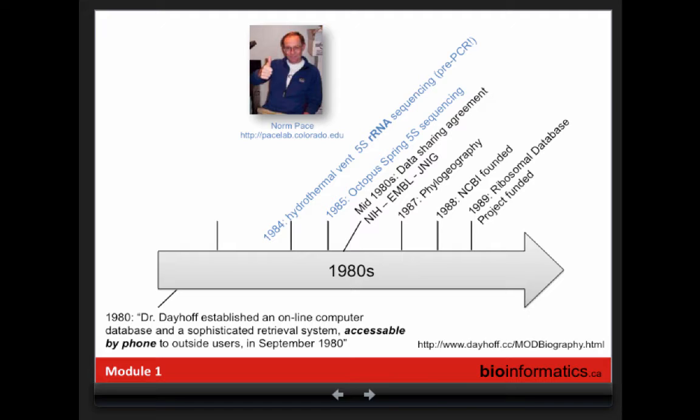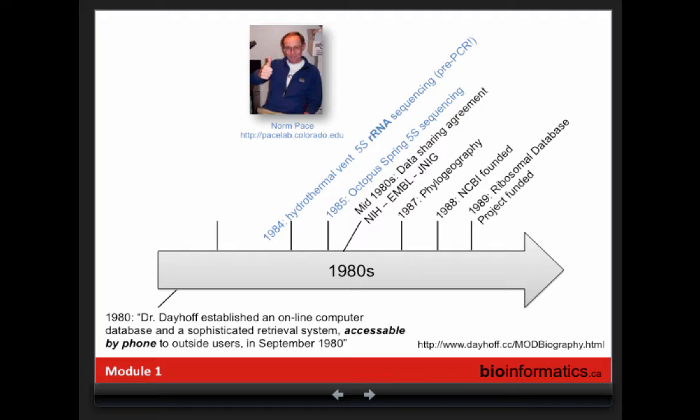So in '95, for example, in the Octopus Spring study, the lab effectively took a sample from the hot spring by putting a sponge in the hot spring, taking it out, rinsing it off, and collecting the total RNA from the sample, and then running it on a gel and cutting out the band that corresponds to the 5S RNA.